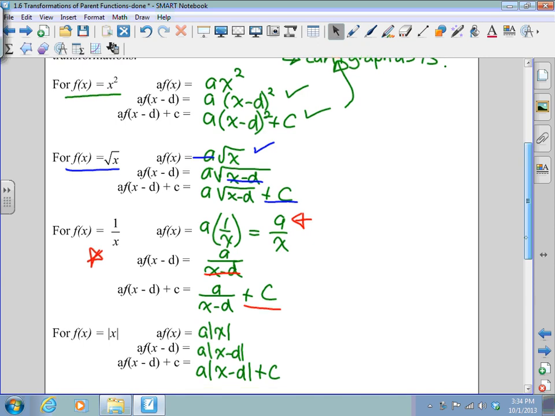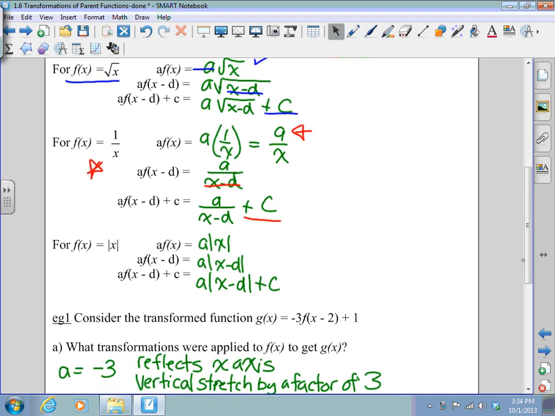Last one we'll take a look at here is the absolute value. So for the absolute value, just treat it as brackets, ladies and gentlemen. It is a special type of brackets. So the a goes out front. Then we subtract the d inside the absolute value, and then you add the c at the end.